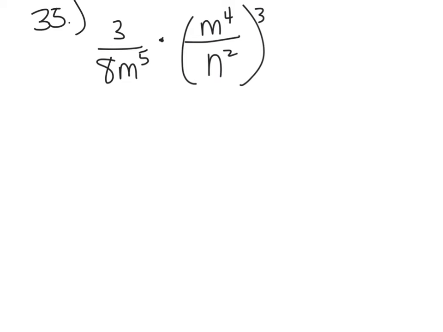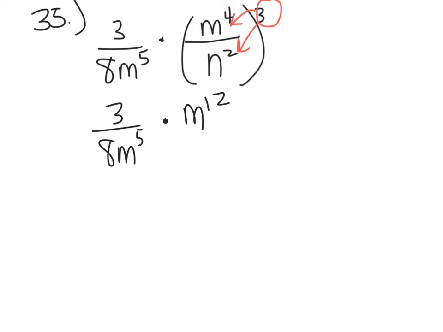Here's number 35 from tonight's homework. To start, I'm going to use the power of a quotient property and distribute, but not distribute, the 3 to everything inside of the parentheses. So 3 over 8m to the 5th remains the same, and it's being multiplied by m to the 12th. Power to a power, you multiply. 4 times 3 is 12, over n to the second raised to the third power is n to the 6th.